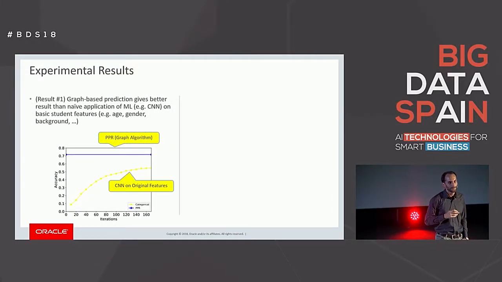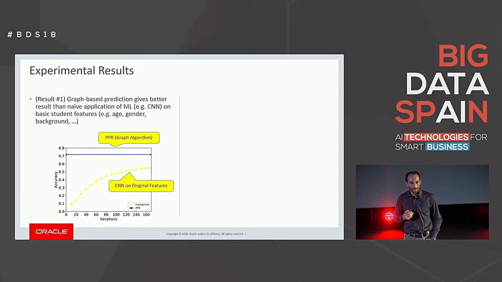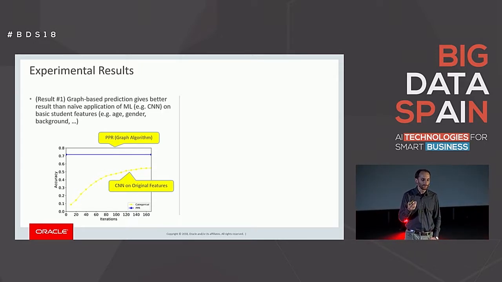The first result, which is probably quite surprising, is that just using PPR is better than using the convolutional neural network on the features. It's both surprising but maybe also obvious, because what you're doing here is using better information to do your prediction. You're using the connections from the students to the courses, and you're using the structure of the graph to do the prediction. And the nice thing about PPR is that it's completely unsupervised. You don't need to train anything, right? So this is an example of the same technique I discussed before.